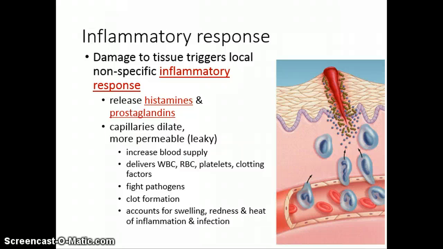So the inflammatory response, this is triggered by some sort of damage to tissue, and it's a very specific response. So one of the chemical signals of the inflammatory response is a chemical called histamine, which is stored in vesicles of what are called mast cells, which is a type of connective tissue. So it's going to be found near the surface in epithelial tissue. Right below the epithelial tissue, we have connective tissue containing these mast cells. And within the mast cells, we have histamine.